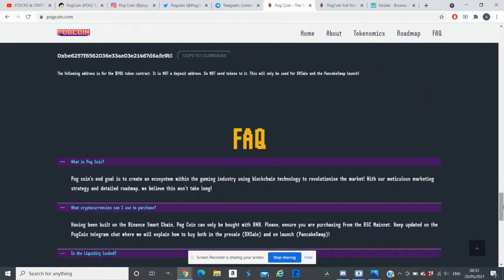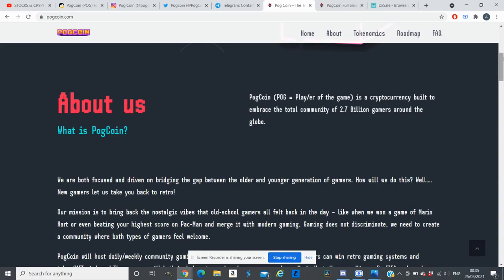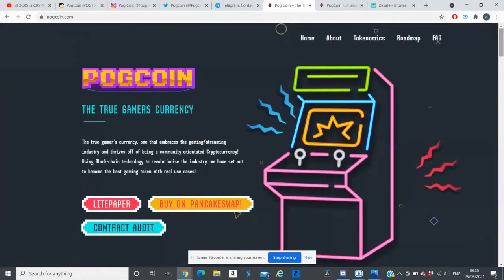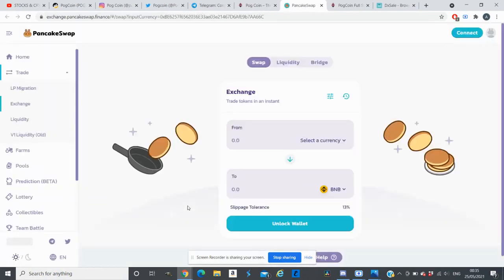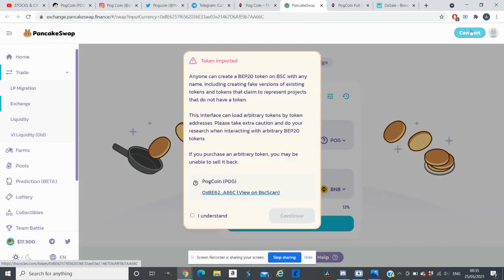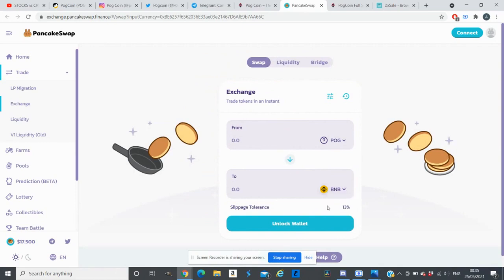But then again, as the token is quite new, you always want to do your own research, and after doing your research, if you're happy with everything and you want to buy this token, how to buy it? What you need to do is go to their website and click on buy on PancakeSwap, and that will open another page. If you're using Trust Wallet, you need to connect your wallet here. First, you need to click on understand and continue, so the Pogcoin will be added to your list here. And then you need to connect your wallet, and you need to have some BNB, and by using slippage between 11 to 13%, you can buy this token.